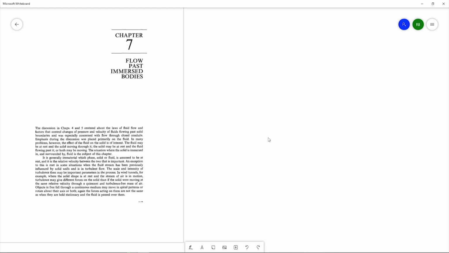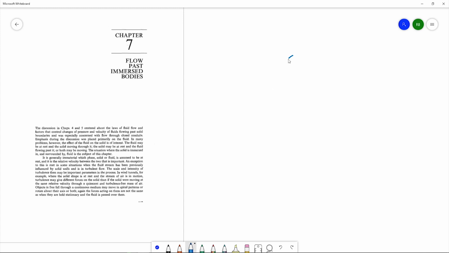Okay. So, basically, when there's a flow against some solid particles or some bodies, what kind of forces or what kind of drag is applied by the fluid on the bodies or particles? So, this chapter basically deals with the flow of particles through a fluid.